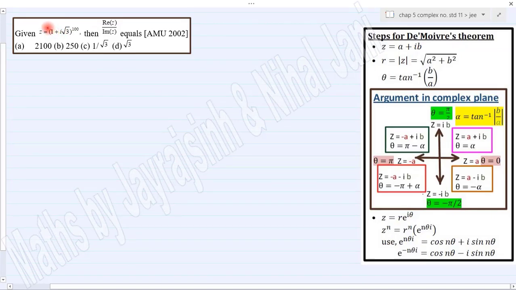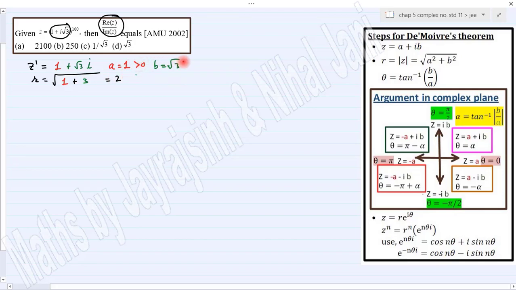In this question, our complex number is 1 plus root 3i raised to 100, and we have to find real part upon imaginary part. Now, for that, we have to convert the inner complex number into the exponential form. So, let's consider the inner complex number as z dash, which is 1 plus root 3i, and its real part is 1 and imaginary part is root 3. So we can say its modulus is under root of real part square plus imaginary part square. So it will be 2.